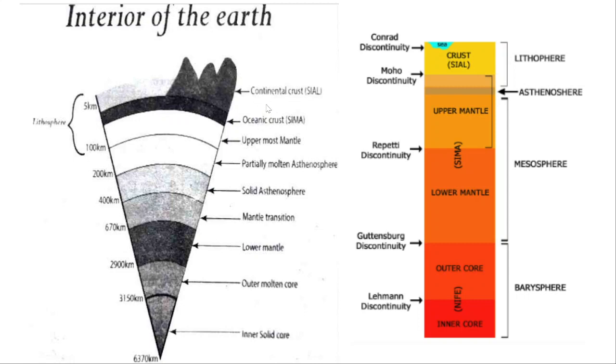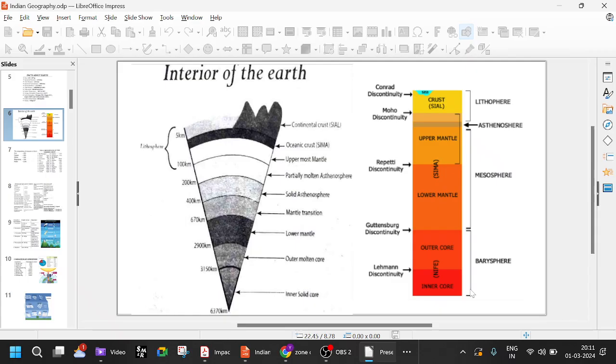And when we say the crust, we are talking about the continental crust, the land on which we are living, and the oceanic crust, which is below the ocean. So the continental crust has Sial. If you are talking about the oceanic crust and the upper part of the mantle, then it has Sima. And the innermost core has NiFe, nickel and iron.